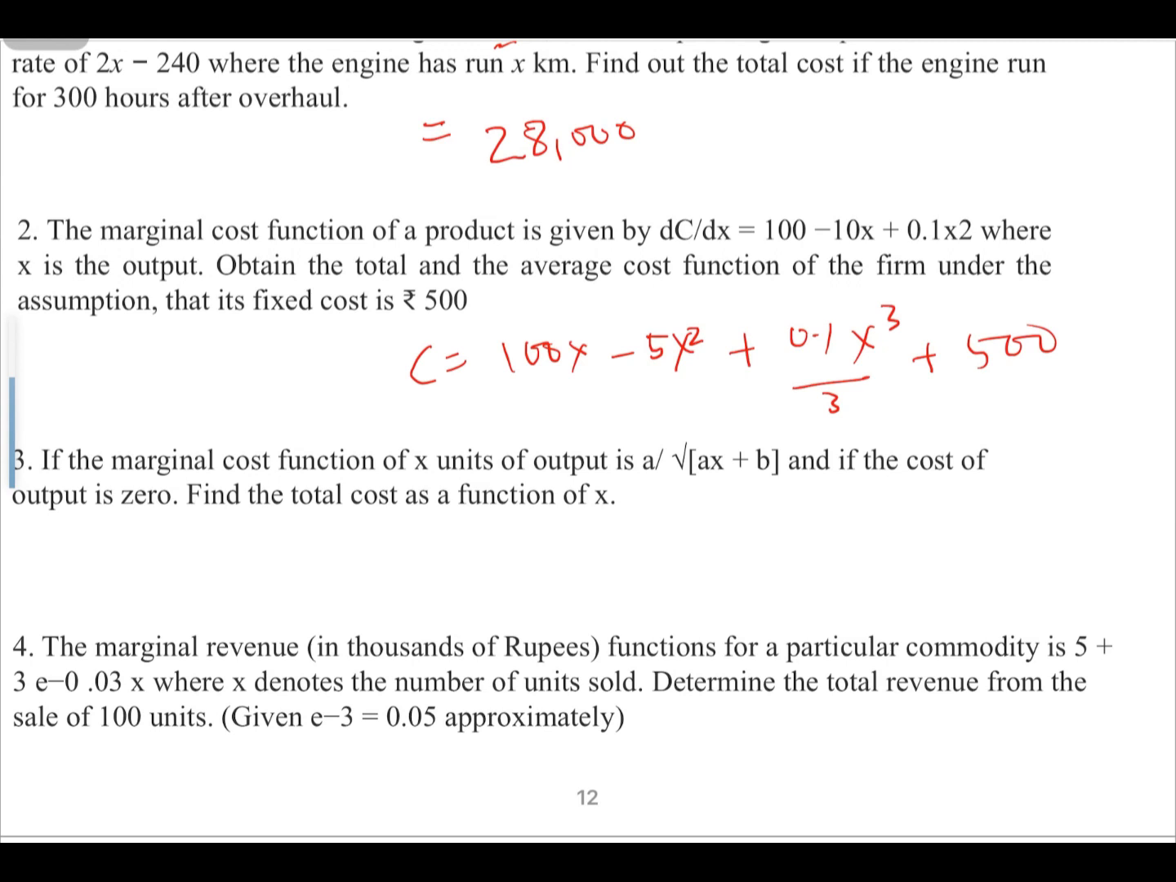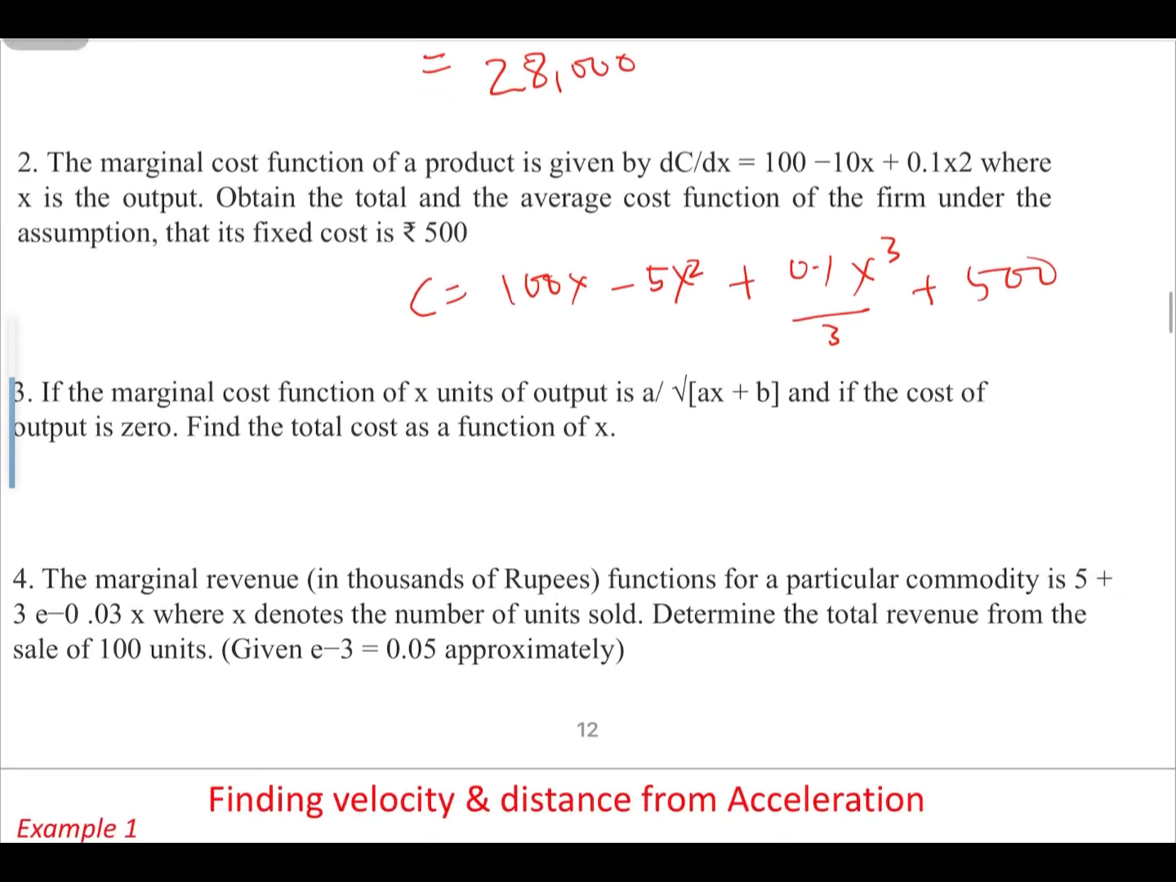And then I taught you how you will be able to find an average cost. That one I don't want to talk about. Just know how you can find your average cost as well. I don't even want to write the answer, because so far as you get the cost function, you'll be able to get your average cost.